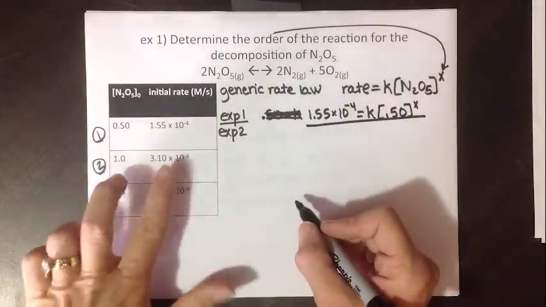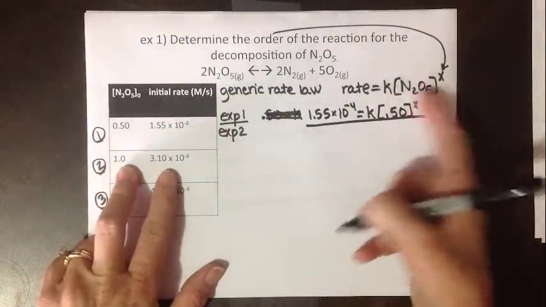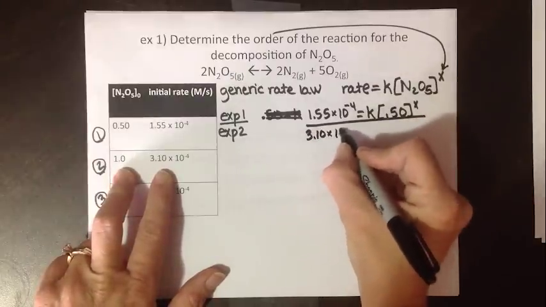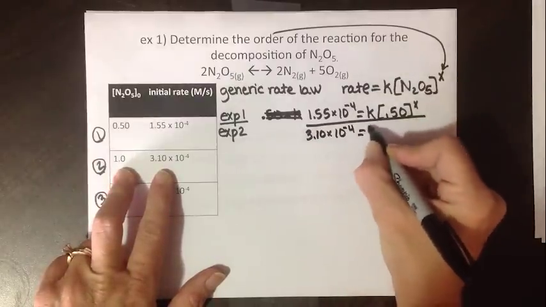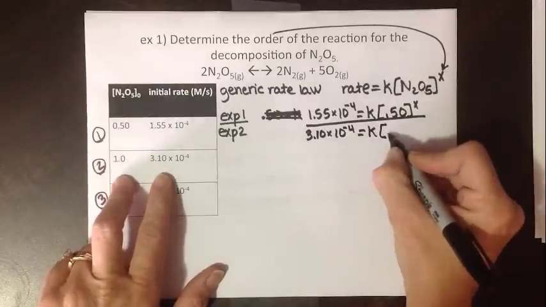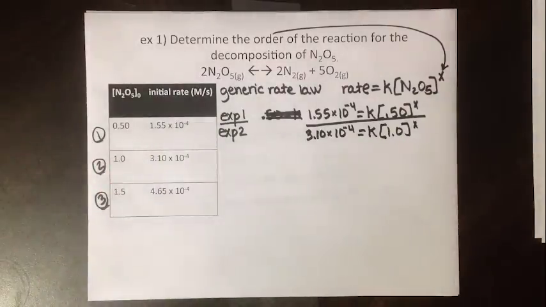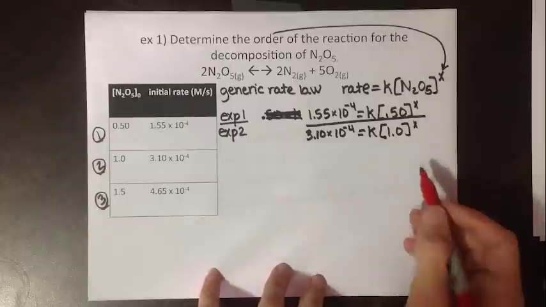Now I'm going to do reaction 2. Those 2 numbers, where do those go in there? 3.10 times 10 to the minus 4th equals k, and 1.0 to the x. And now it's just an algebra problem, but I'll walk you through some of the algebra. I'm going to go left to right.